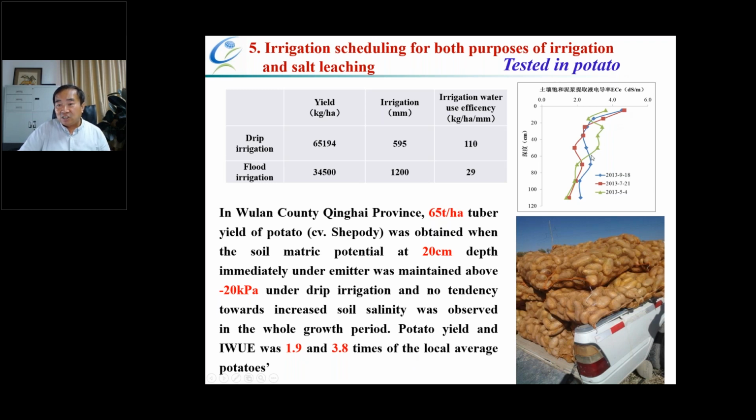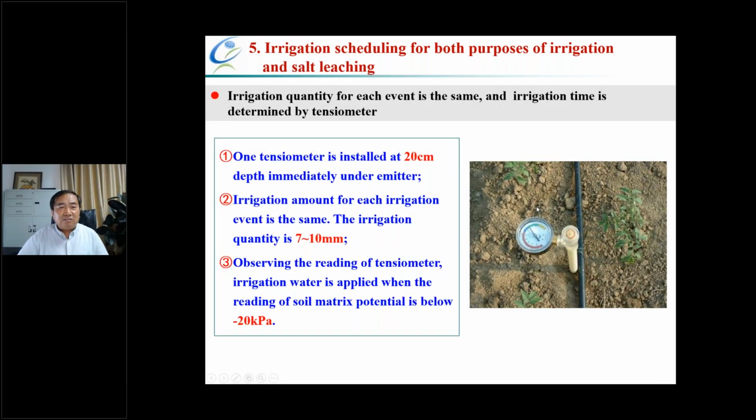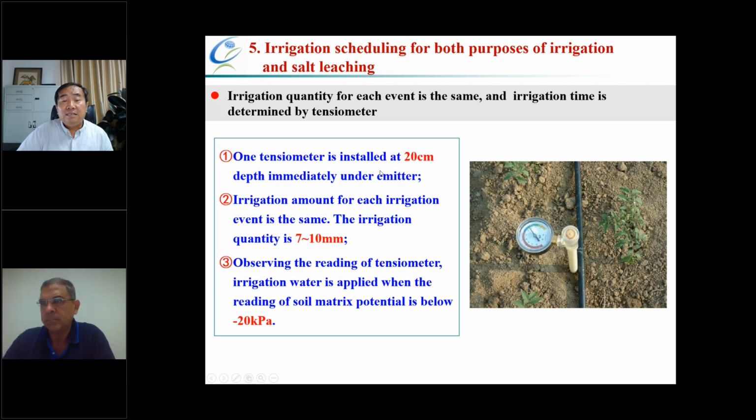This figure shows the salt conditions in the soils. You can see there is no salt accumulation. So according to the above experiment results, we developed the irrigation scheduling for both the purpose of irrigation and salt leaching. So we set the tensiometer at the 20 centimeter depth immediately under the drip emitter. The irrigation amount for each irrigation event is the same.